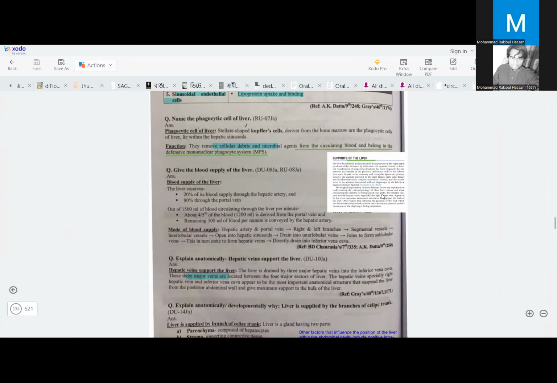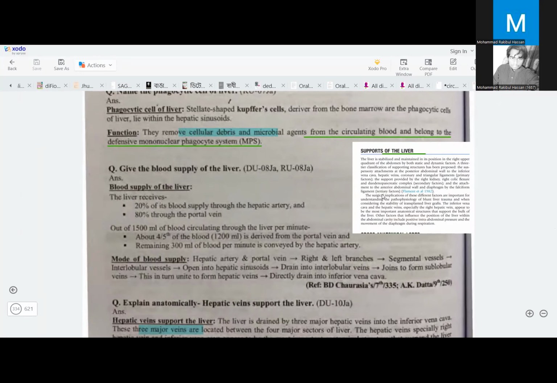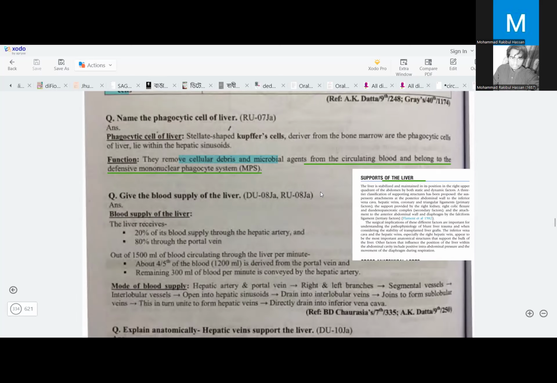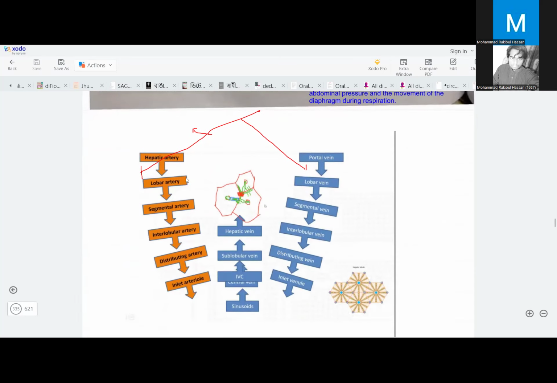So the mode of blood supply: hepatic artery, lobar artery, segmental, interlobular, distributing inlet, then sinusoid, from there the central vein, then sublobular, hepatic, then the vena cava.